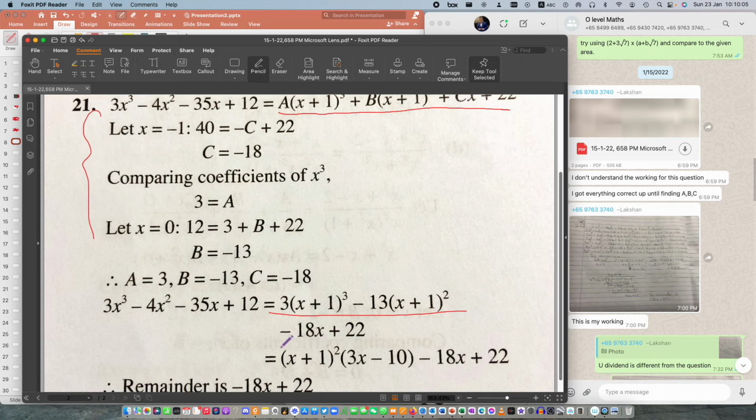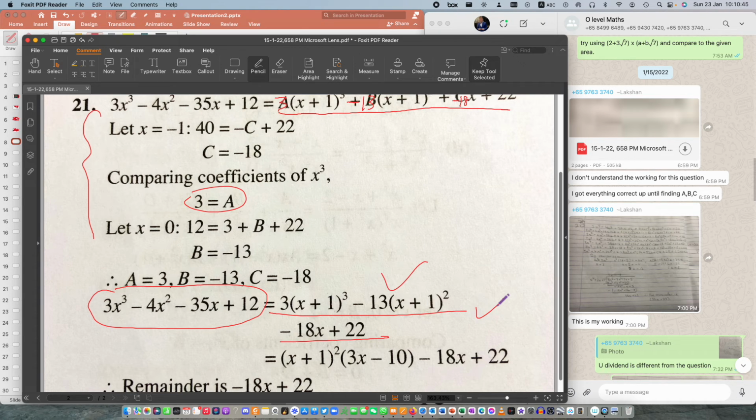They are written down. So once you have done part A, you can actually express this dividend or this question into this format. You can see A is 3, so they put the 3 here. B is minus 13, and then C is minus 18. So that's why, can you see, they have done this by the comparison method. Then they get the ABC, and once they get the ABC, then they can express this into this format. And there is a beauty of doing it this way.